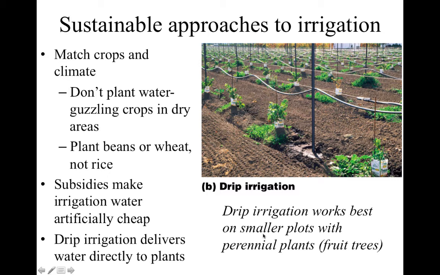It does have limitations. It works on small plots with perennial plants like fruit trees. Perennials are things that come back every year, whereas something like corn, you grow it and when you're done, you cut it down. So something like this is really difficult to do on a large scale, and it is much more expensive than just putting out a giant sprinkler and turning it on.